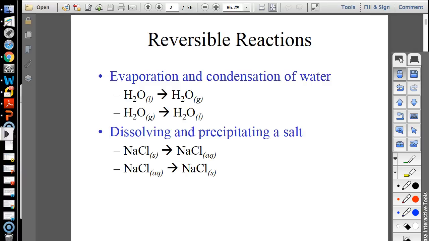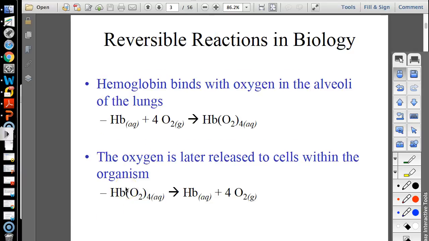But when a reaction looks, quote, finished, it's not really finished. It's just that the rates of the forward and reverse reactions are the same. So let me get into that a little bit more. Your homework has some really good animations and videos on that principle, so that will help you.